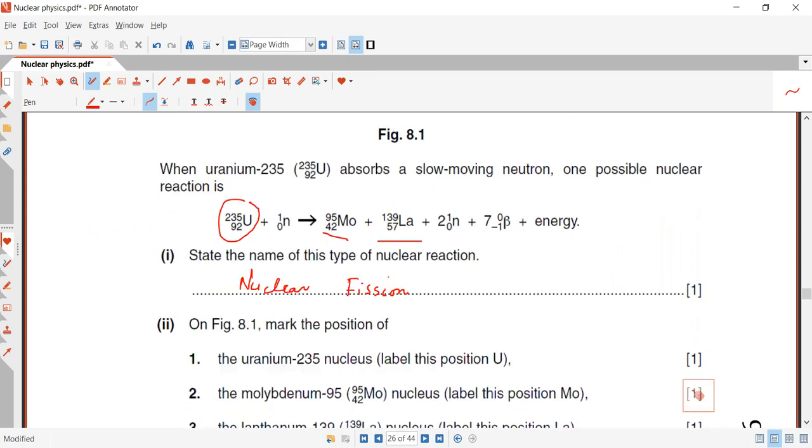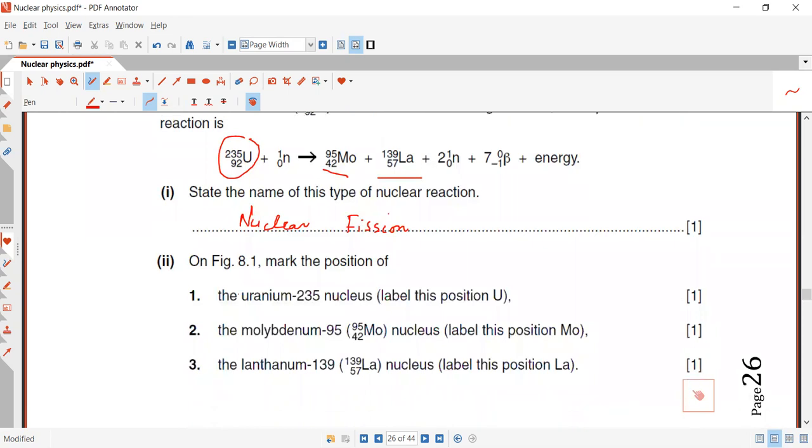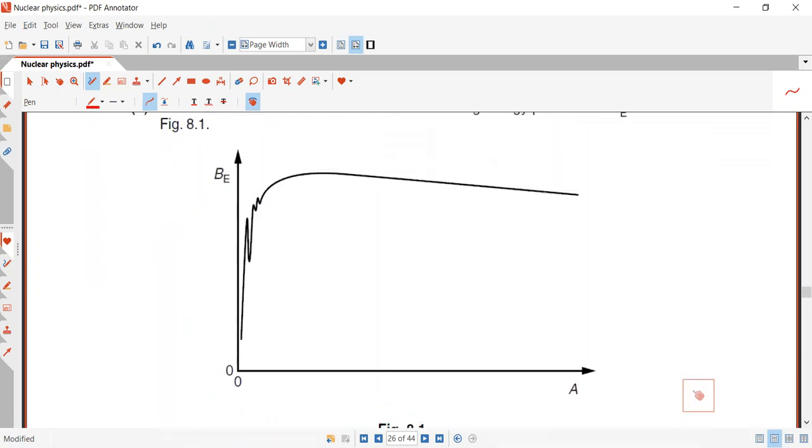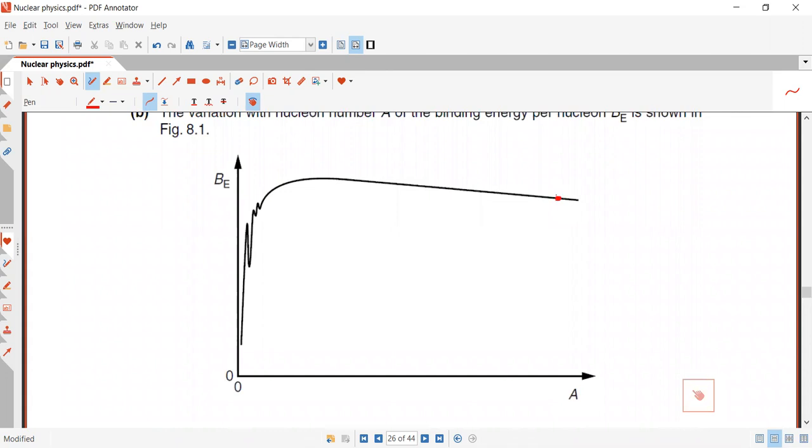Okay. Mark the position of the uranium, molybdenum, and lanthanum. Uranium would be at the end. Molybdenum is 95, lanthanum is 139, right? So students, here is going to be exactly at the end, that is uranium, which is 235.